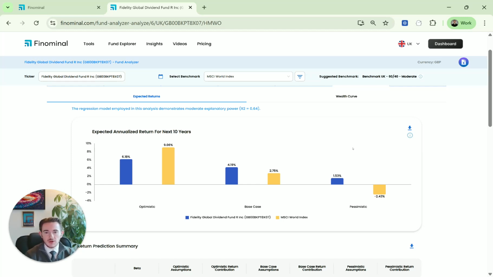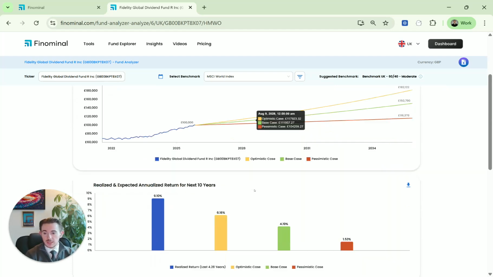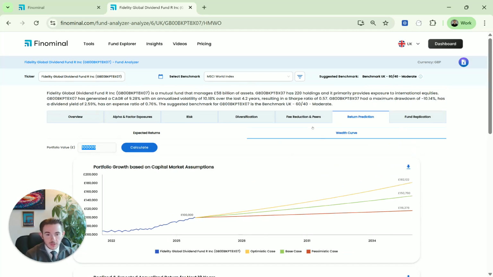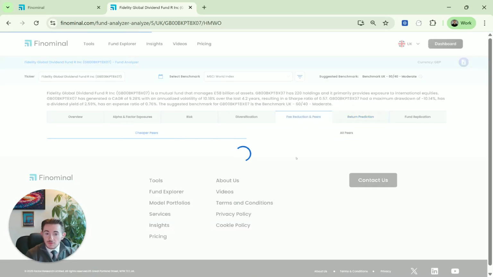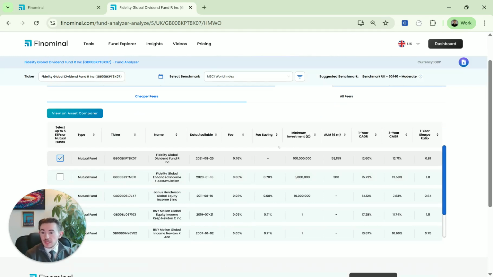It's just so we can forecast that. And then that brings us over to the wealth curve. We can actually put in your portfolio value and see how that could look based off those capital market assumptions over the years to come. I will now look into fee reduction and peers, so how this compares against cheaper peers.